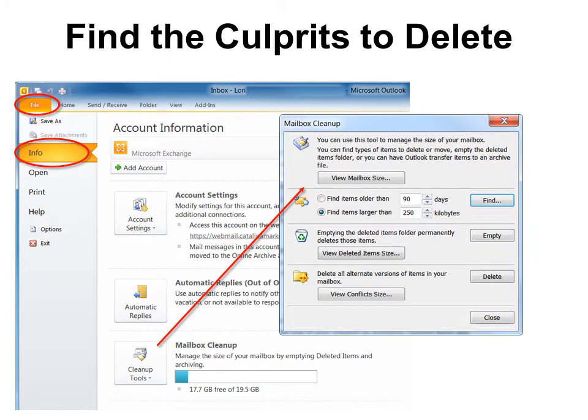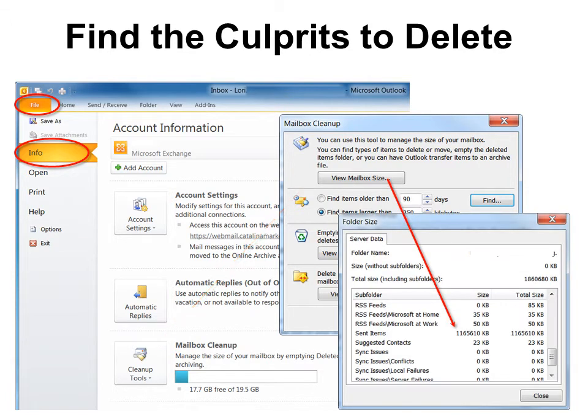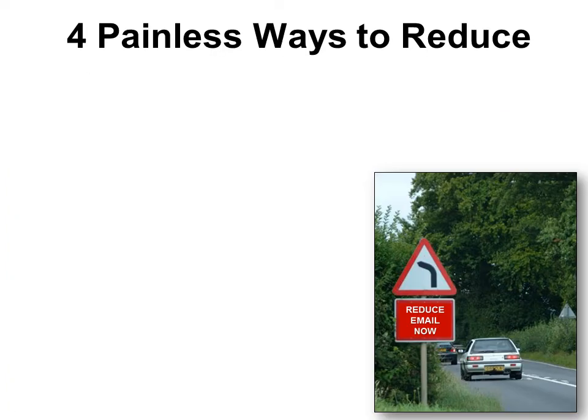It's a good idea to find out what is causing the biggest problems. What are your culprits? If you go to File, Info, and under Cleanup Tools, you'll be able to see View Mailbox Size. If you click that, you can actually scroll through and find out which ones are the worst offenders, which parts of your mailbox are, so you can get rid of those fastest.